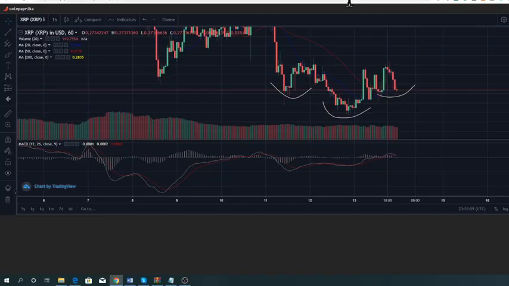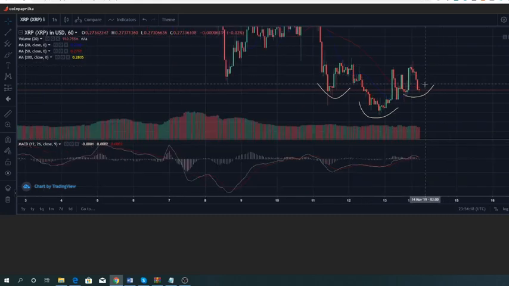First, as usual, we'll go with XRP, at least my most favorite coin. And this is the 1 hour time frame. We have 3 moving averages in this: 20-day moving average in blue, 50-day moving average in red, and 200 in yellow.